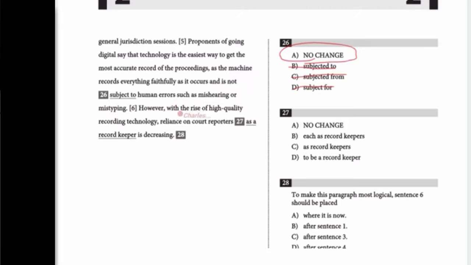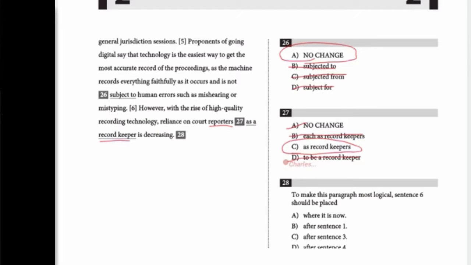Okay. However, the rise of high quality recording technology, reliance on court reporters as a record keeper. Okay, so reporters is plural, as a record keeper is singular. That can't be correct. So no change is not incorrect. To be a record keeper is also singular, so D is incorrect. Each as record keepers, well, court reporters, each as record keepers. So if you're saying each, you're kind of referring to individual ones. So that's not right. It would just be court reporters, plural, as record keepers. That's the correct plural to plural connection and the simplest way to say it.